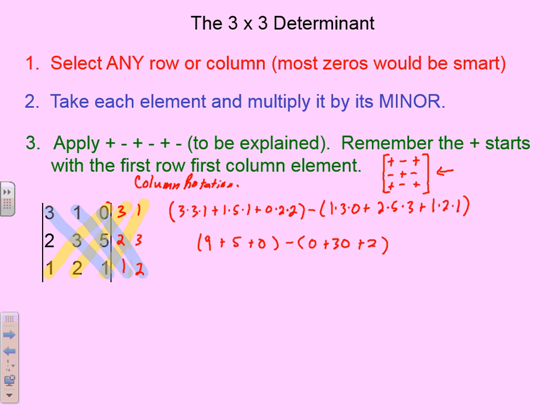9 plus 5 plus 0 is 14. 0 plus 30 plus 2 is 32. And so 14 minus 32 gives me the same determinant, negative 18, that we got using our minors. So now this, again, is called the column rotation method, and it works.